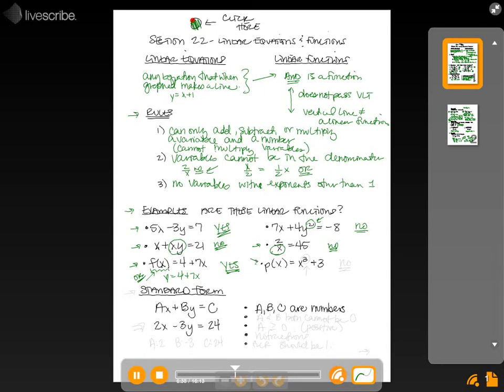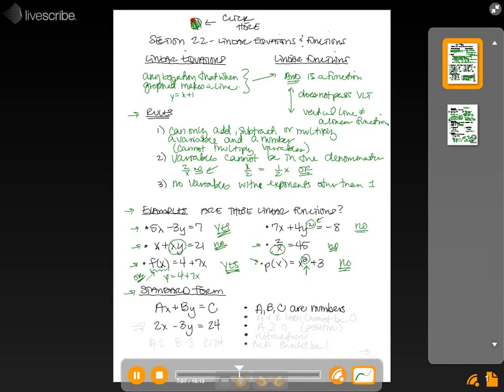Let's look at our last example here. p of x, we just said that's okay with f of x. So if you said no for that reason, that's not right. Equals x cubed plus 3. This is a no, but it's a no because of the exponent. The exponents are 3 here. All right? So there's those examples. Make sure that you understand why you got them wrong if you got them wrong. Okay? Next thing we're going to talk about is standard form.